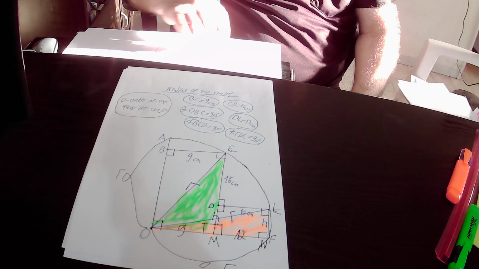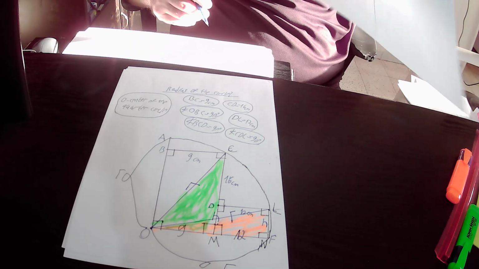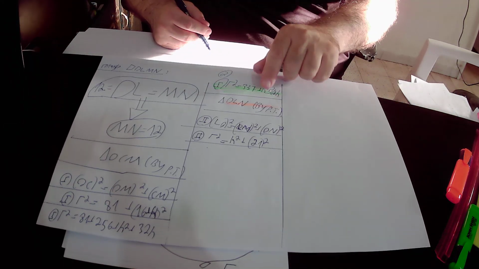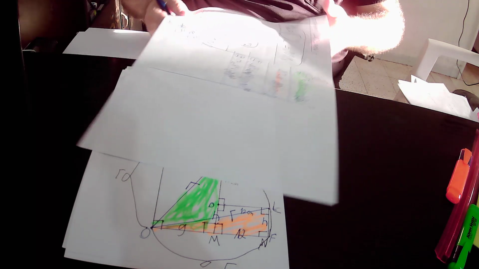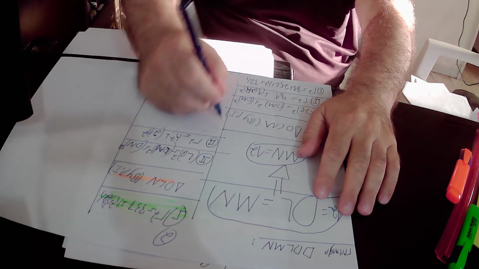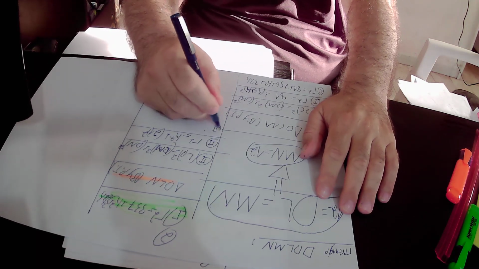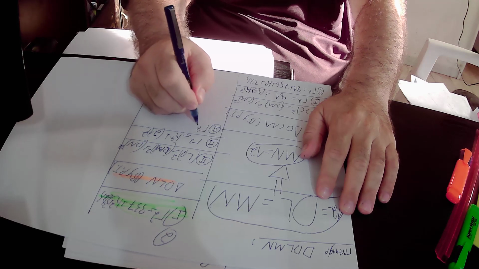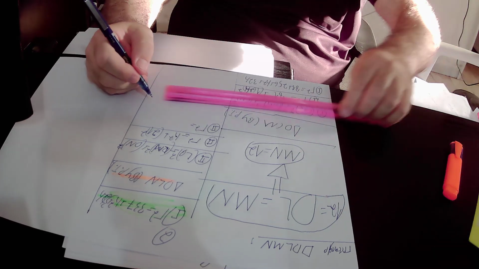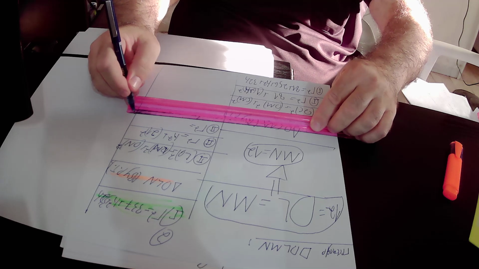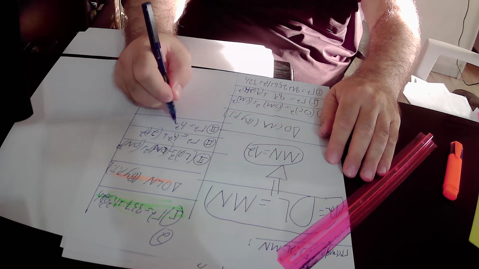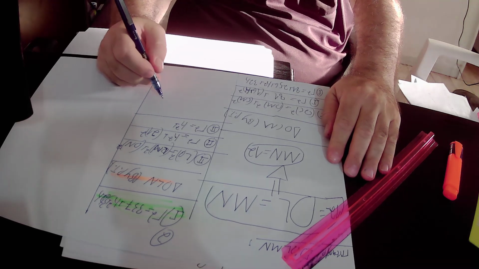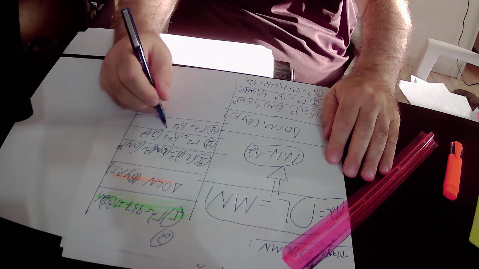So in conclusion, according to equation number 2, we found out that R square equals H square plus 21 square, that is actually 441.